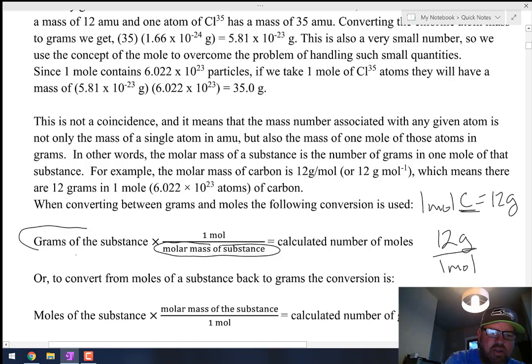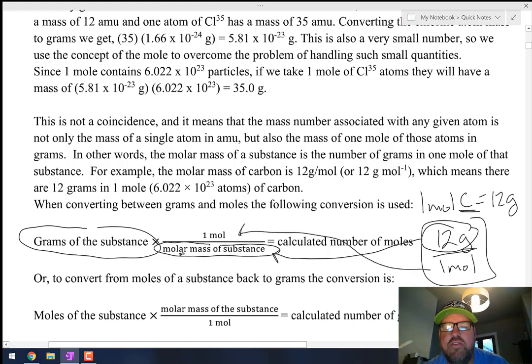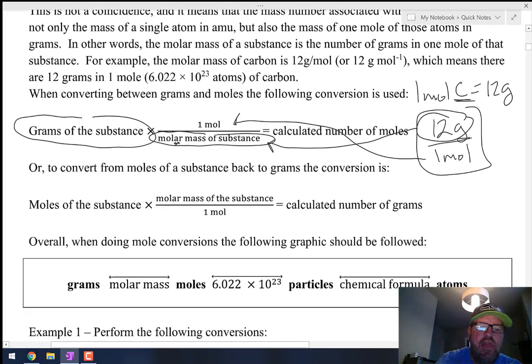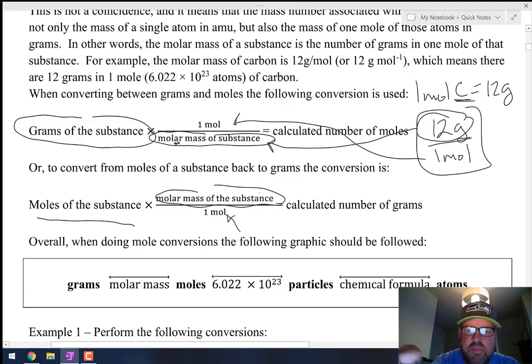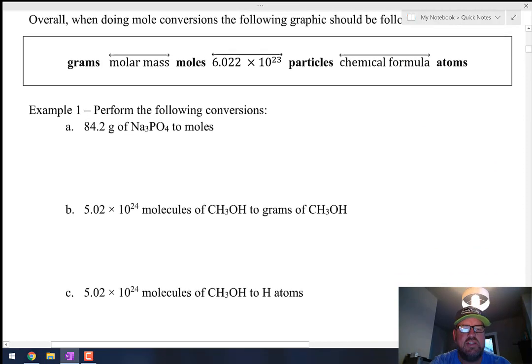If you are given the grams of a substance, you can use the molar mass, and obviously we're going to flip it. We're going to put the mass, the 12, on the bottom, and 1 mole on the top, and that will convert you to moles. And then you can do the exact same thing backwards. If you're starting with the moles of the substance, you can multiply by the molar mass of the substance, put the moles on the bottom, and get the grams. So let's do some examples and see what this looks like, as I always learn things better when I do examples.